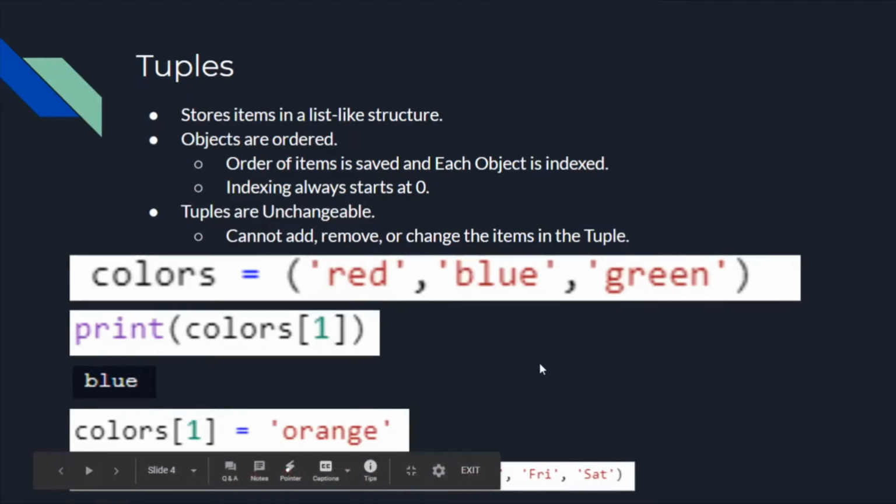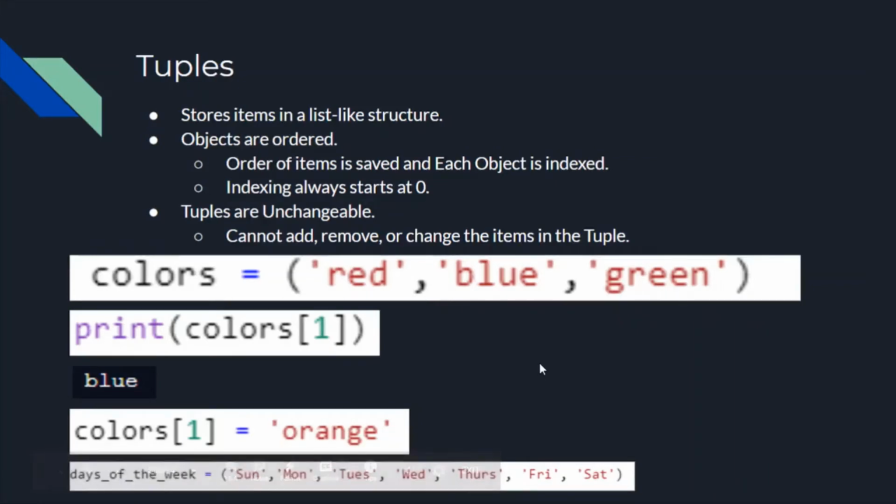So what this means is that each time I recall a tuple, for example, I just print out the tuple, the order of the objects will always remain the same unless I change it in the code. And so since each object is indexed, I can always just refer to a specific object by its index number.